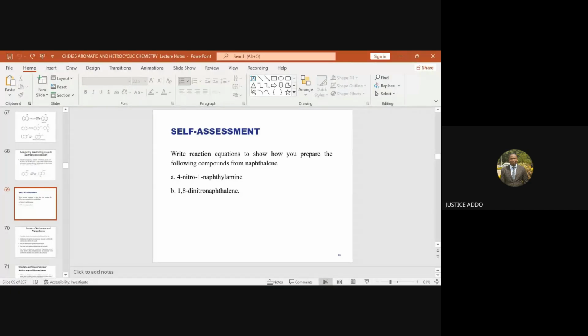I've written something here. So I'm sharing it to you on your WhatsApp platform so that you will see what I've also done and compare with yours.